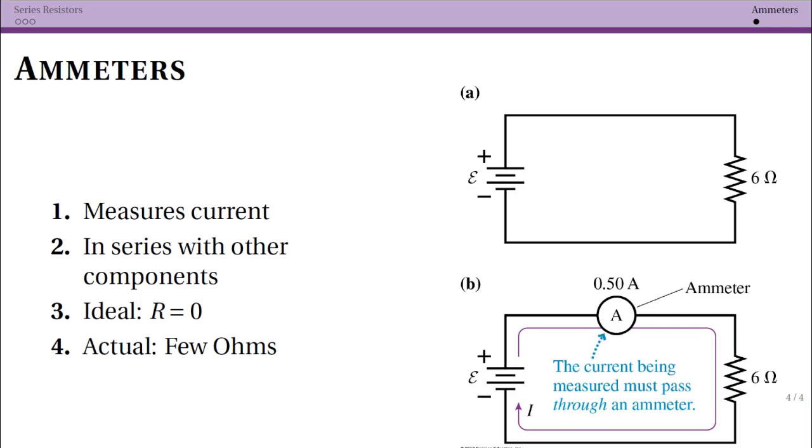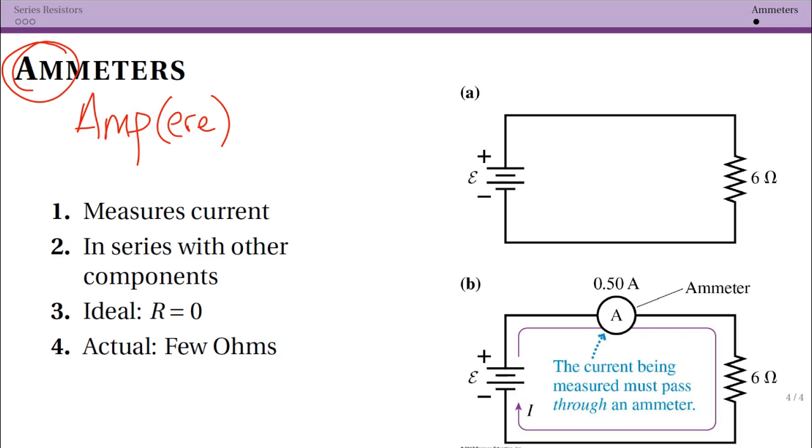The first type of device we're going to meet in this chapter is an ammeter. An ammeter is a device that measures current. The way you can remember this is that "am" can be used to mean amp, which is really ampere, but we all just say amps. So am is for amp, which is the unit of current.